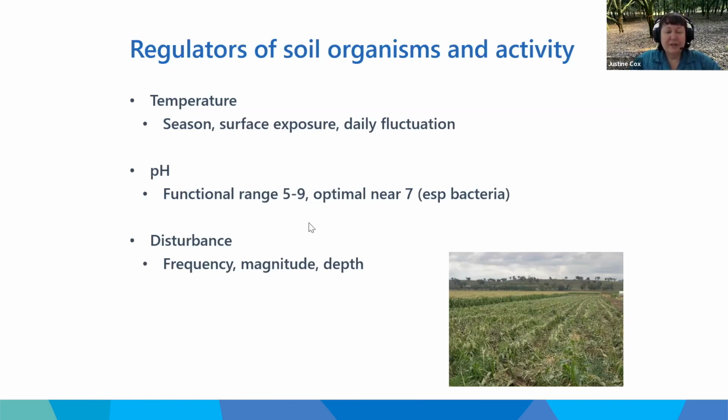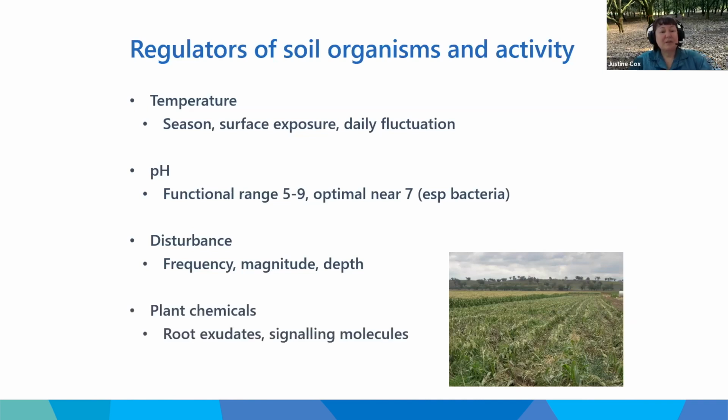The magnitude, so if you have a really big disturbance, like you invert a soil, pick it up and turn it upside down, that's going to have a really big impact on the organisms. And the depth, so if you're just doing something at the surface, that might just affect the surface organisms, and they might be able to be quite happy underneath there. So these are the kind of things to start thinking about.